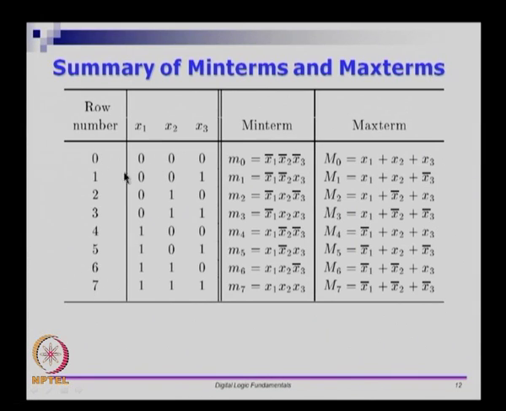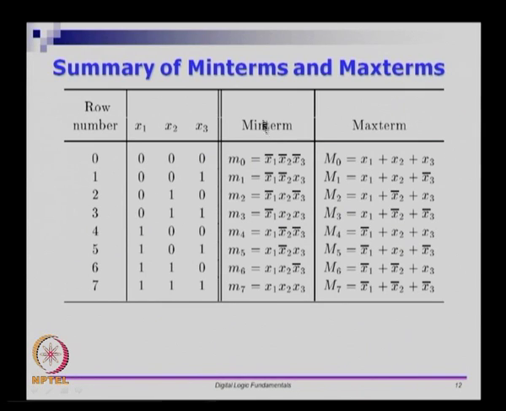The row number is actually the integer representation of x1, x2, x3 in the binary form. So if I take this binary number as 0, 0, 0, its integer form is 0. If I take 1, 0, 0, it's 1 into 2 squared plus 0 into 2 power 1 plus 0 into 2 power 0, that is 4 and so on.